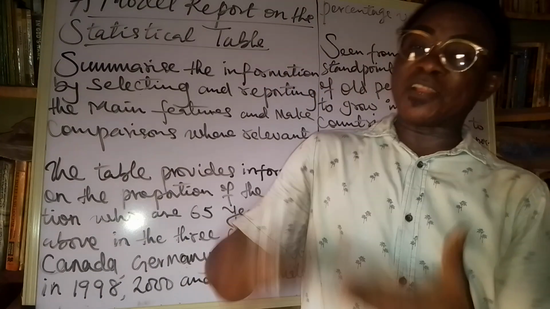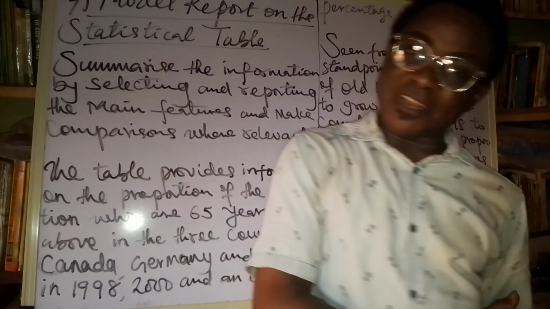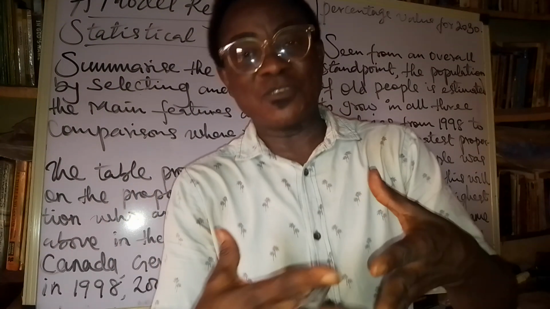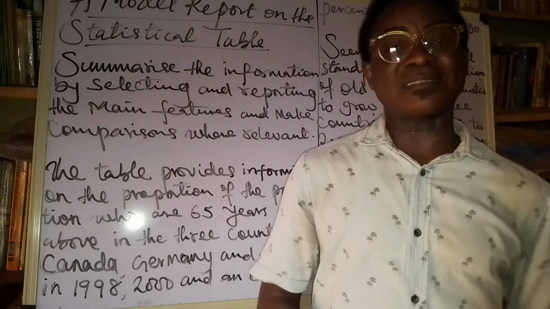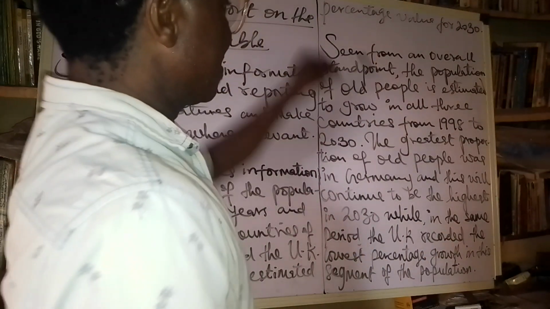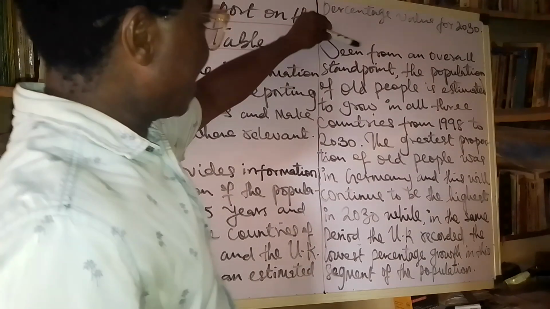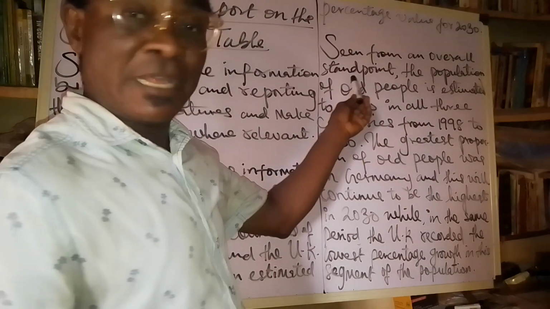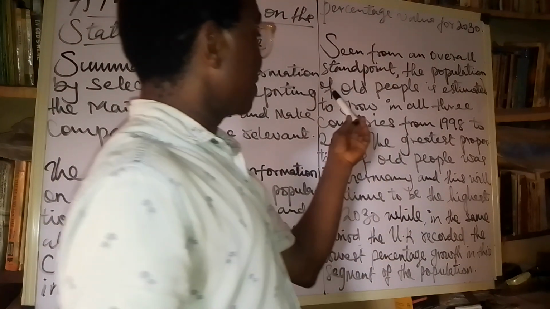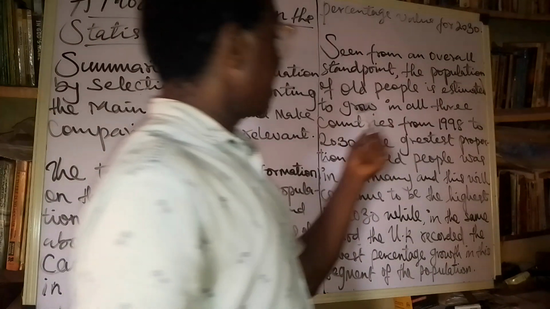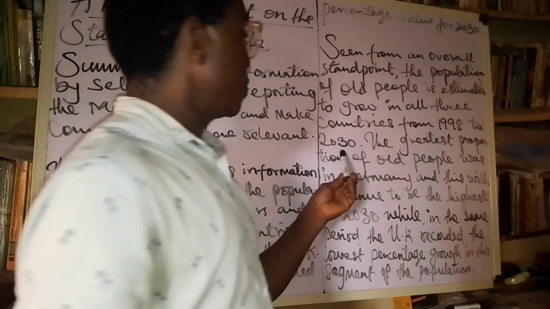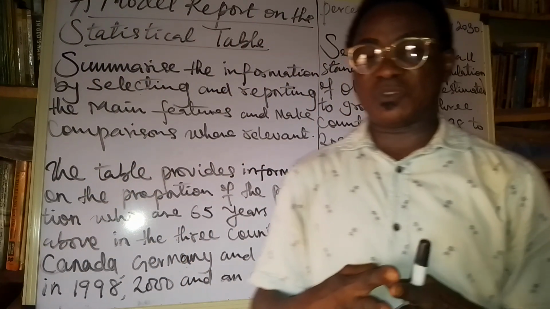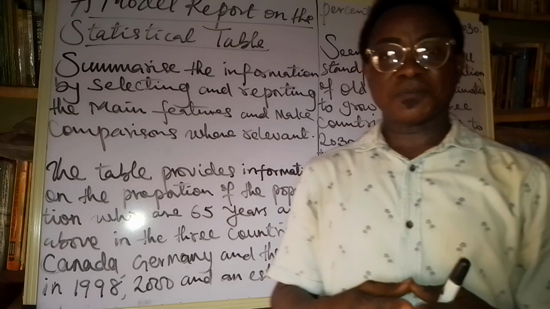It tells us which values are rising, which values are falling, which values are intermediate, without having to attach figures to these. Take a look at the second paragraph. It says, seen from an overall standpoint, the population of old people is estimated to grow in all three countries from 1998 to 2030. Now that is a grouping of values which I pointed out earlier on.